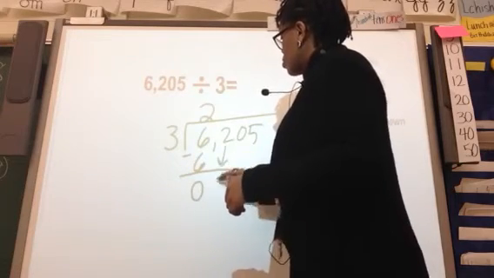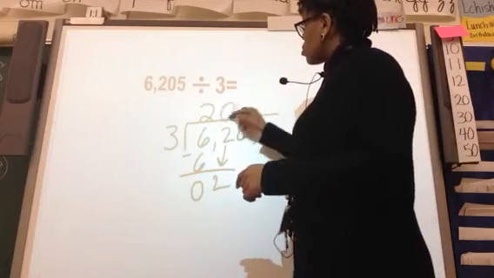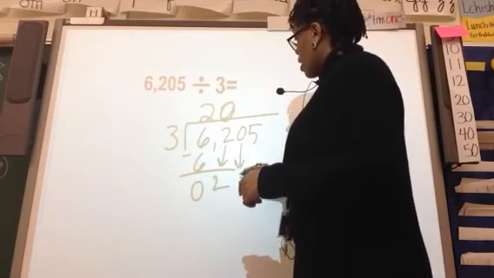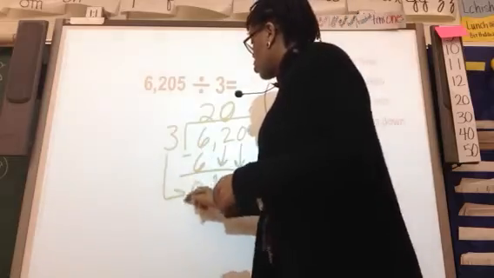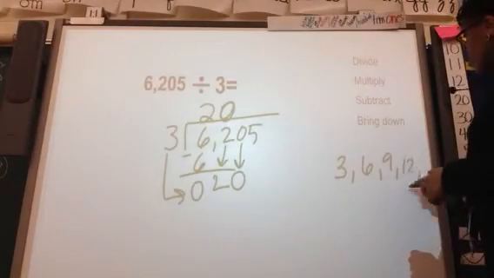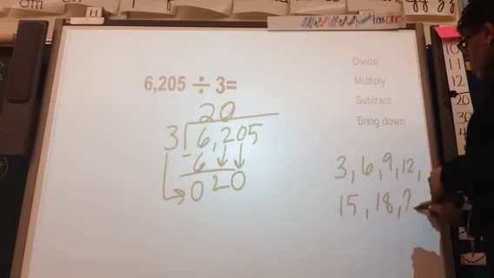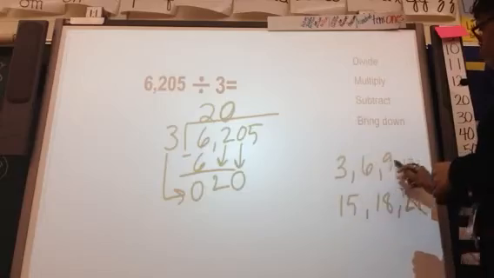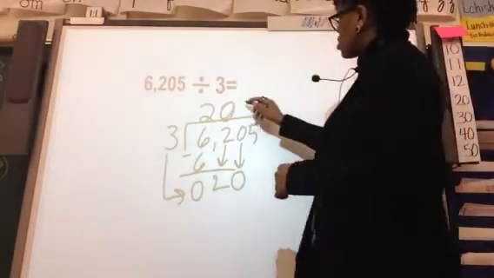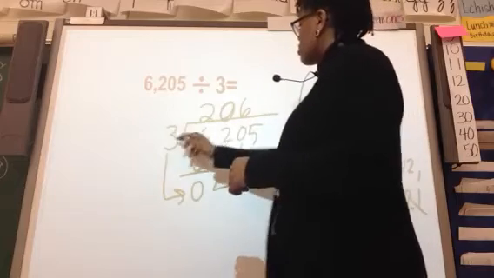Bring down your 2. How many 3s go into 2? Do you remember? None. Put your 0. Now what do? Bring down our 0. How many 3s fit into 20? Let's skip count. 3, 6, 9, 12, 15, 18, 21 is too high. Count your groups. 1, 2, 3, 4, 5, 6. So the 6 gets written above the 0. 6 times 3 is 18.